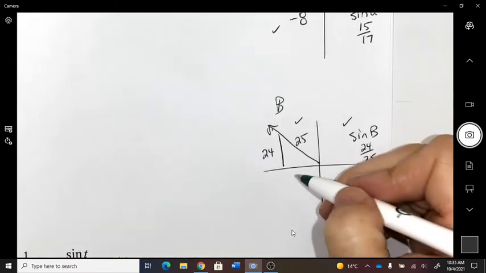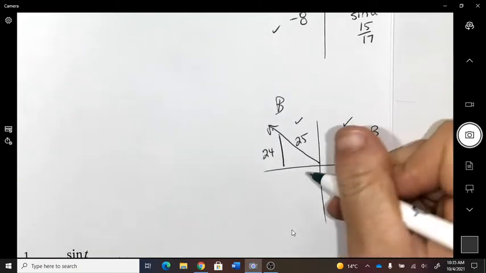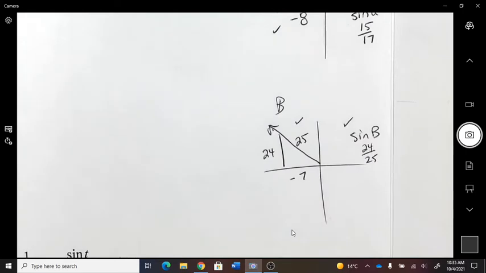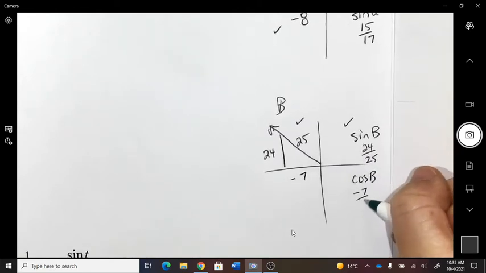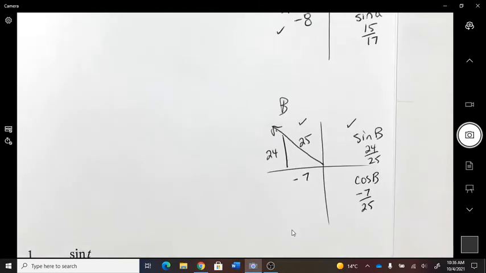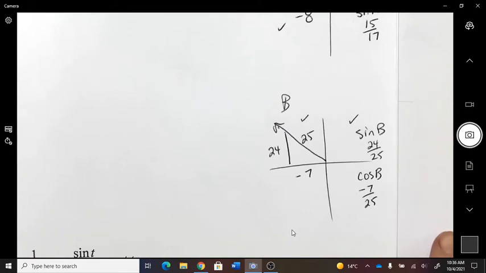Pythagorean, I want to say it's 7, if I know my triples. 7, and it's a negative x. So cos of B is -7/25. Okay. Formula sheet time. This is just background work. That's all we did was background work.